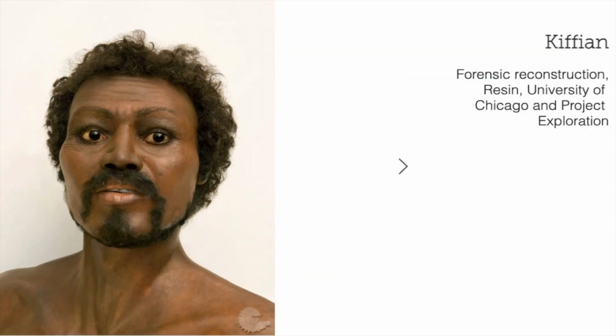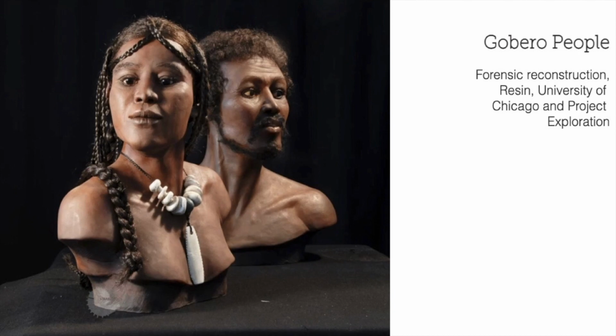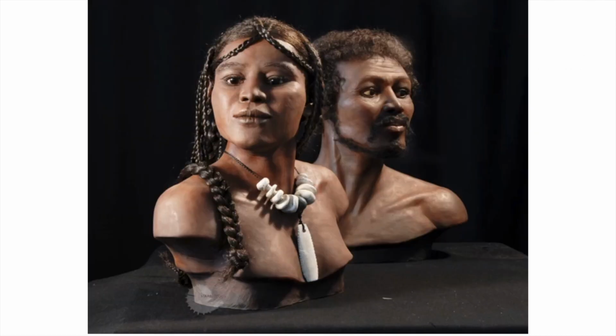This is a Kifian reconstruction, a forensic reconstruction from the University of Chicago. And here are more reconstructions. Here's just a closer image, a little bit clearer. As you can see, they have dark brown skin, dark brown eyes, very dark brunette or black hair, and it seems to be wavy to curly.